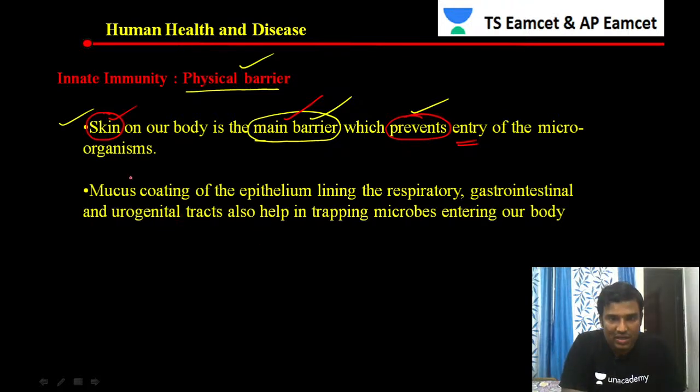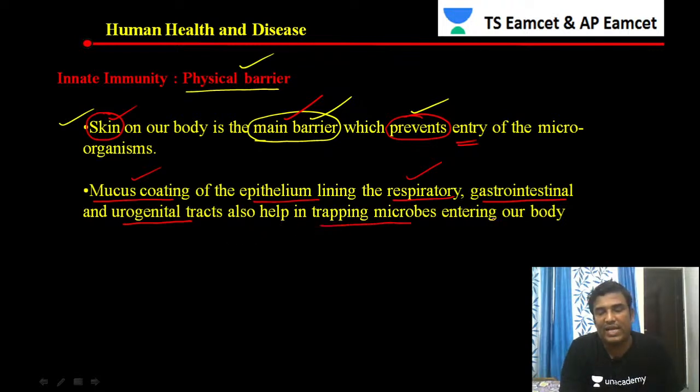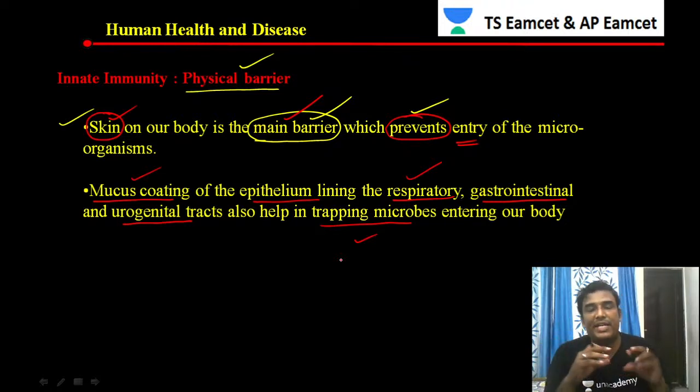Let us see. The mucus coating of the epithelium lining the respiratory, gastrointestinal and urogenital tracts helps in trapping microbes entering the body. So the physical barriers include, first, the skin. Skin itself is preventing the entry of microbes into our body.